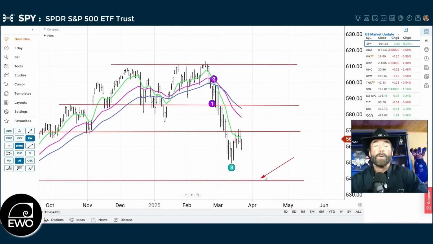And then we move down to the wave 5, which kind of brings us to that 540 level that I've been talking about for a while, just from these broad trading ranges. So I thought that was pretty cool.